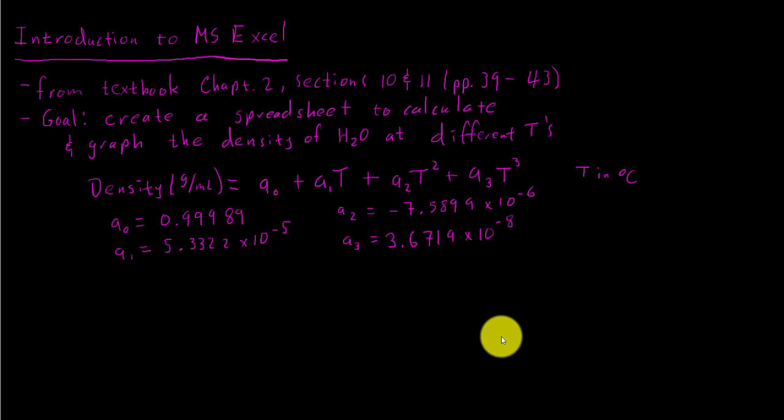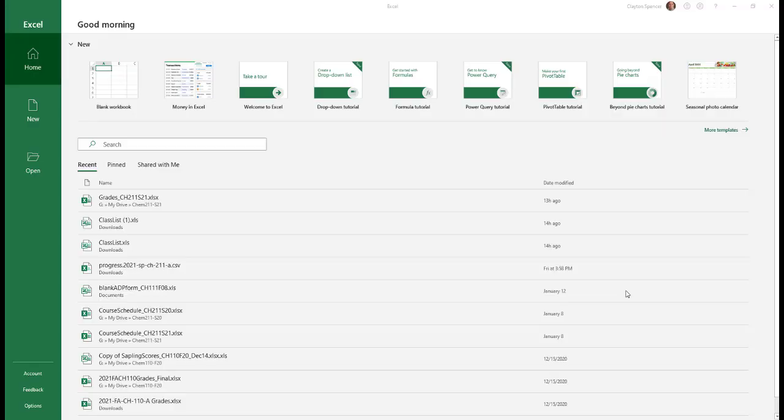So we're going to use this equation, and we're going to calculate the density of water at different temperatures using Microsoft Excel, and then we'll do a plot, a graph of density versus temperature to get an idea of how the density of water changes as we change the temperature. So that's the plan. Let's move over to Microsoft Excel.